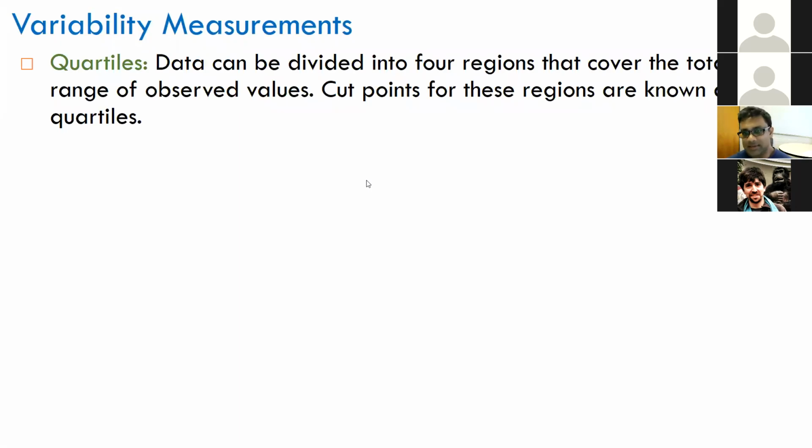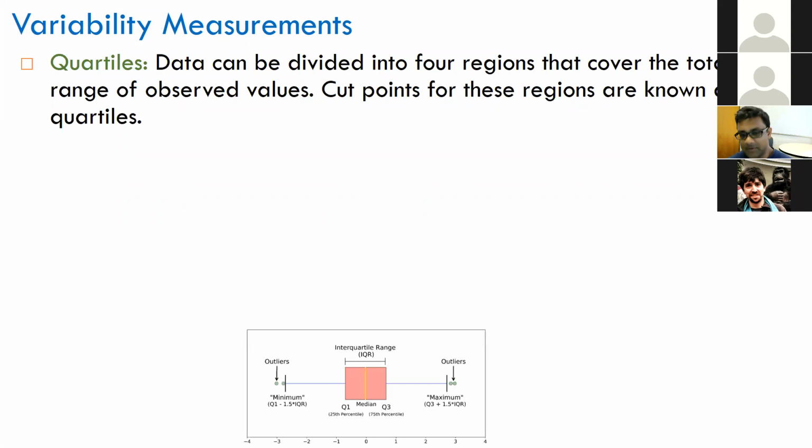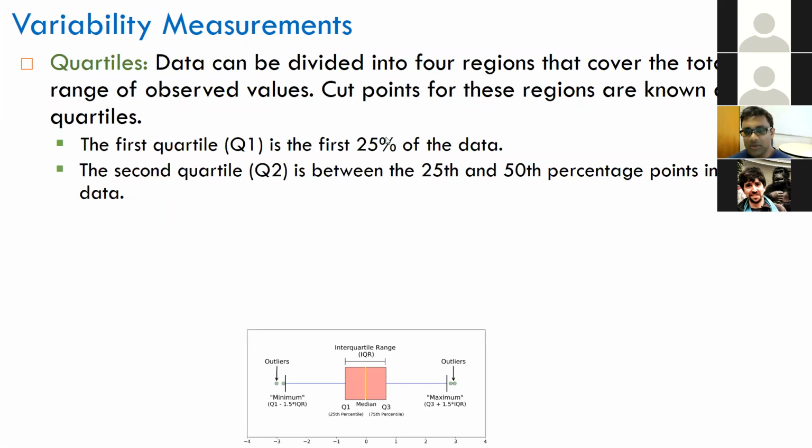So one is called quartiles. We already learned quartiles. That's kind of a variability measurement. First quartile, second quartile from the box plot. The first quartile explains the first 25% of your data. The second quartile explains 50%, so the second quartile is between the 25th and the 50th percentile of your data.